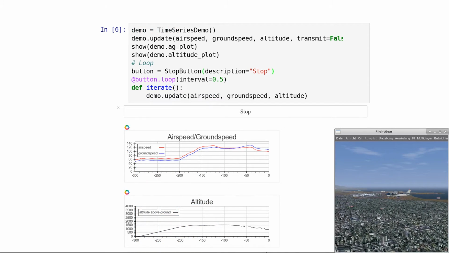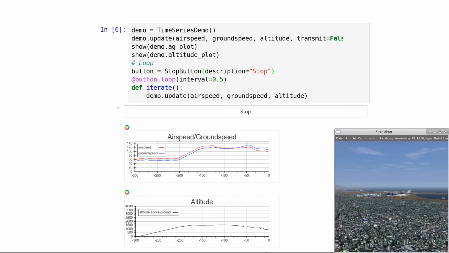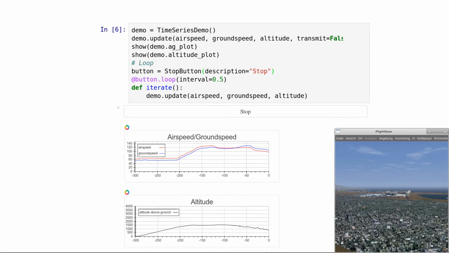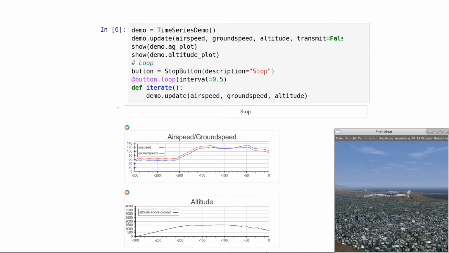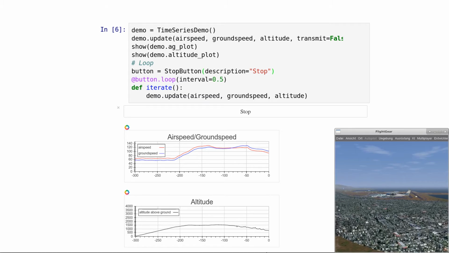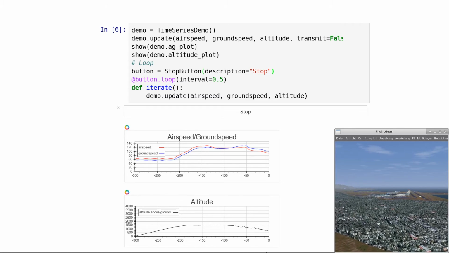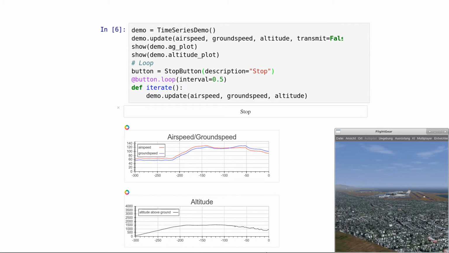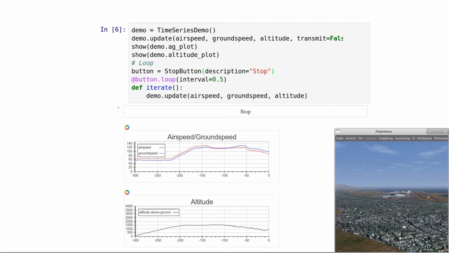The second demonstration shows time series plots. On the top, there is a plot of airspeed in knots as a red line and ground speed in knots as a blue line. This plot shows 5 minutes of data.